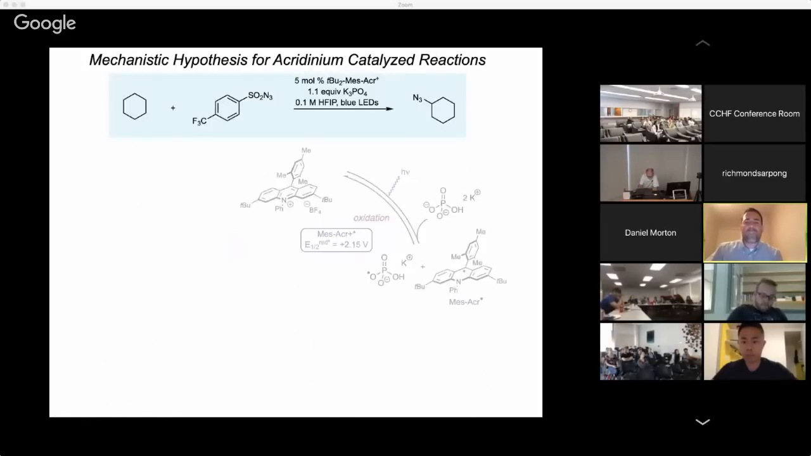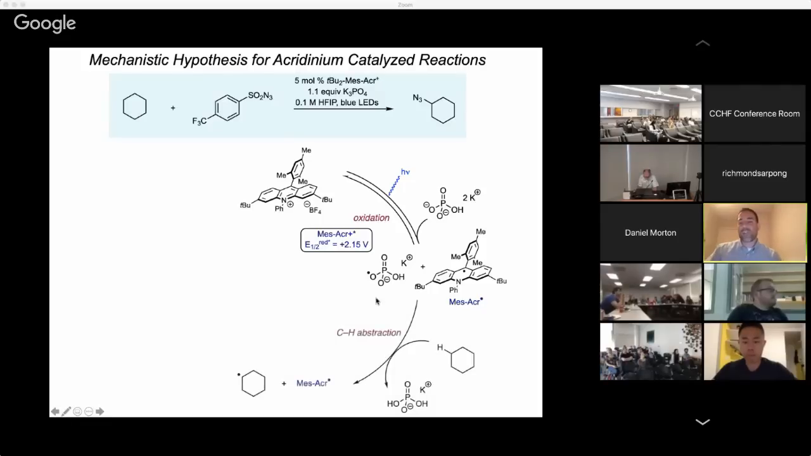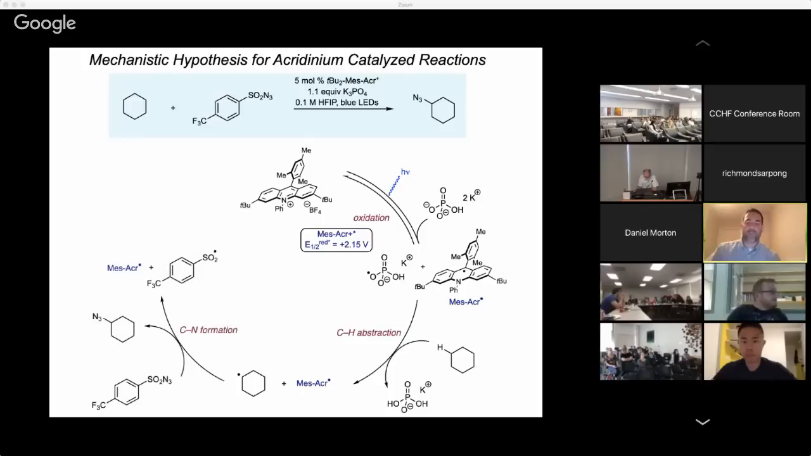Just briefly talking about the mechanism here, we believe that this is oxidation of the phosphate base. The excited state of the acridinium is a fairly strong oxidant. It's over 2 volts. And we think that's strong enough to oxidize the phosphate base to make an oxygen-centered radical, which then does a C–H bond abstraction followed by addition to whatever your radical trap is, and final electron transfer to close the catalytic cycle.